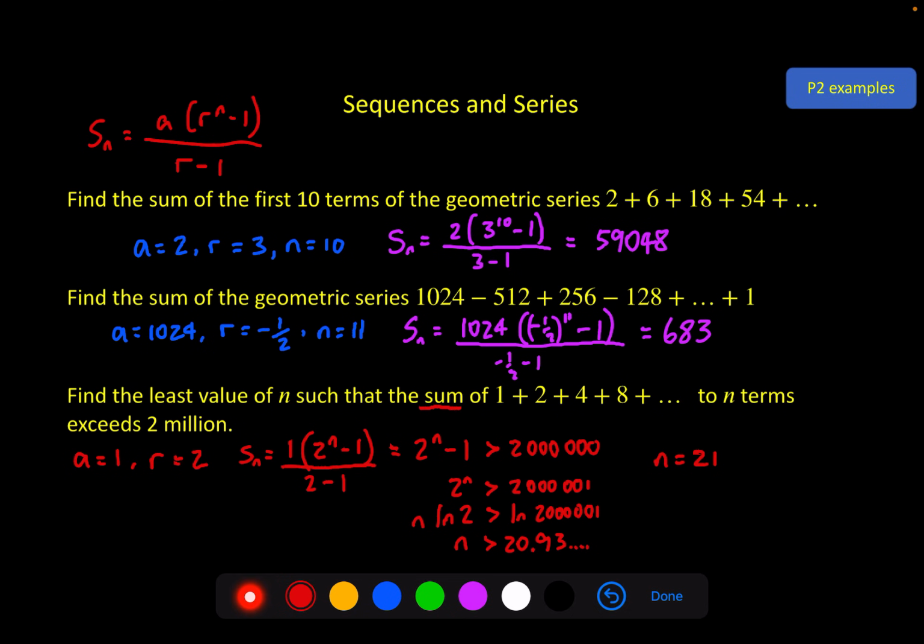And as I've said every time, if you've got time in the exam, you can just put that number back into the sum formula and make sure that it does give you a number bigger than 2 million. And if you've got lots of time, put the number before that, n is equal to 20, and make sure that it gives you a number that is not bigger than 2 million. And then you can be sure that you've got it right.